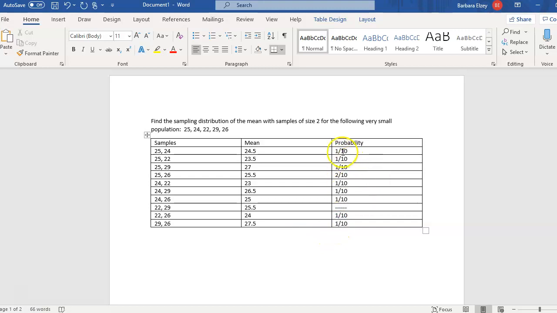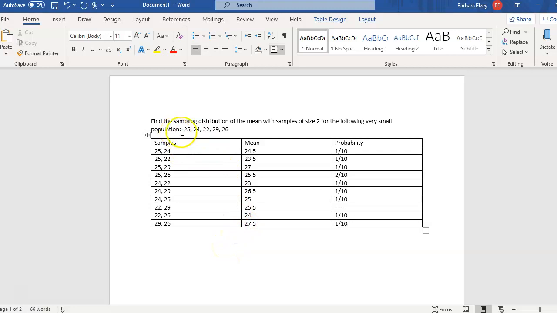All right, and notice if we add all these up, 1 plus 1 plus 1 plus 2, and then all of these ones, it'll add up to 10 over 10, or 1, and our probability should always add up to 1. Now, this is the sampling distribution of the mean, but let's notice some important features of this sampling distribution.